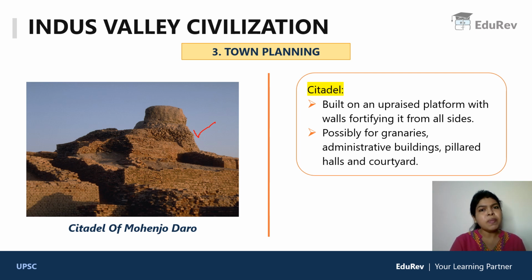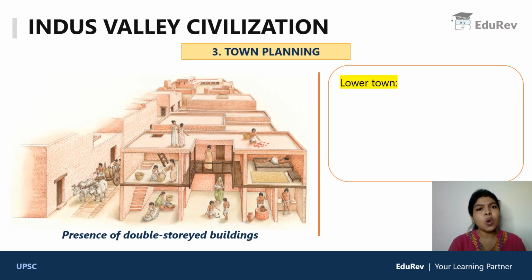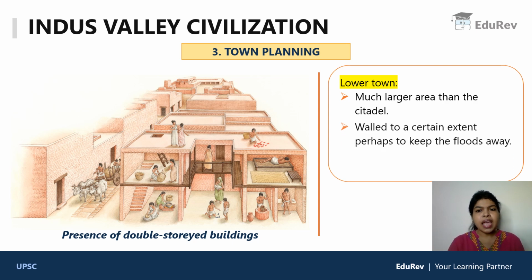What about the second part of the division that I talked about? It is called the lower town. As the name suggests, it is present much lower than your citadel. The citadel is on an upraised platform, whereas the lower town is in the lower portion. Let us get to know more about it. It is much larger in area than the citadel. The citadel is actually a very small location, my dear friends, whereas this lower town is a much larger area, and it is also walled to a certain extent, possibly to keep the floods away.